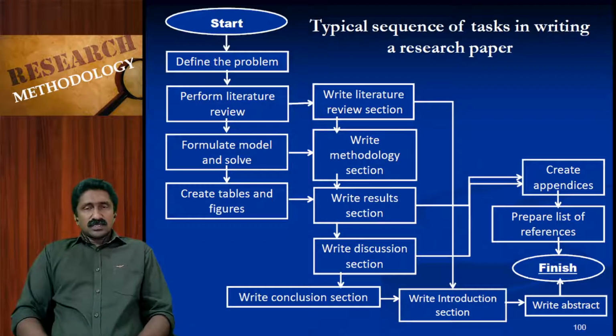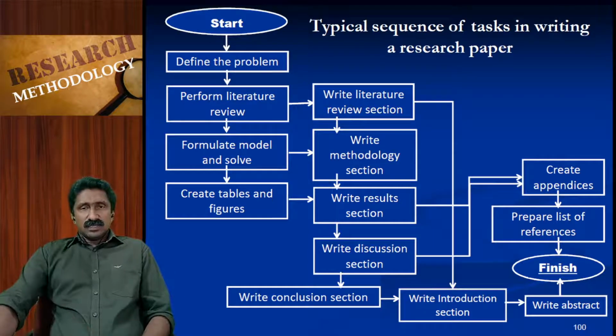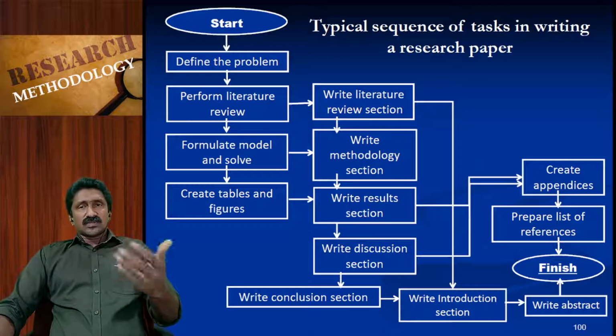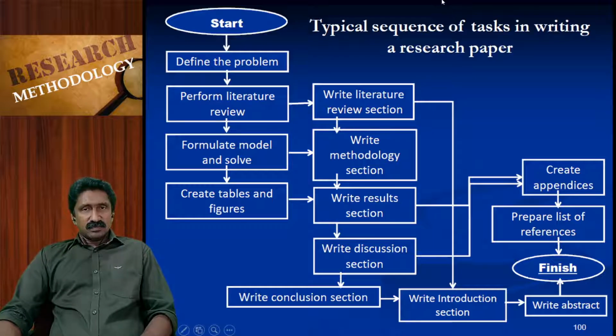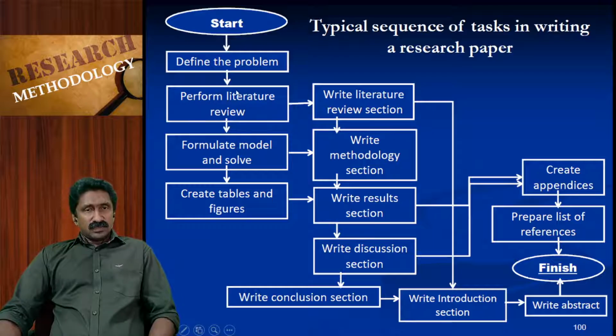Now this is the last slide, in which we can see the typical sequence of tasks while writing a paper. It will start with defining a problem, that is the introduction. Perform a literature review, formulate a model and solve it. While performing the review, you can write the review section. By formulating the model, you can write the methodology. Also, this is the methodology part.